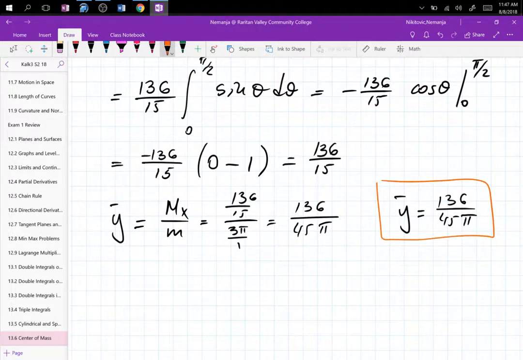136 over 45 pi. You know what I would like to do here? I'd like to make sure that this number is within the bounds, right? It better be smaller than the radius of 2. Otherwise, I am doomed. So I'll go to my trusty calculator over here and do 136 divided by 45 divided by pi and get that y bar is approximately 0.962. All right, I like it.